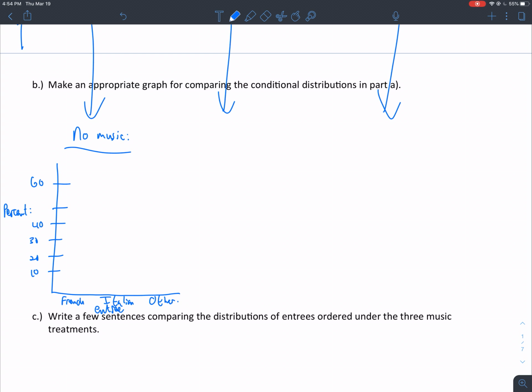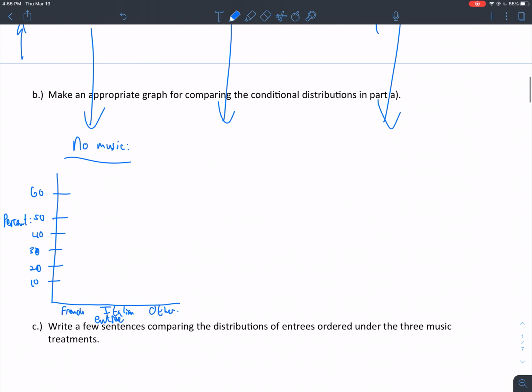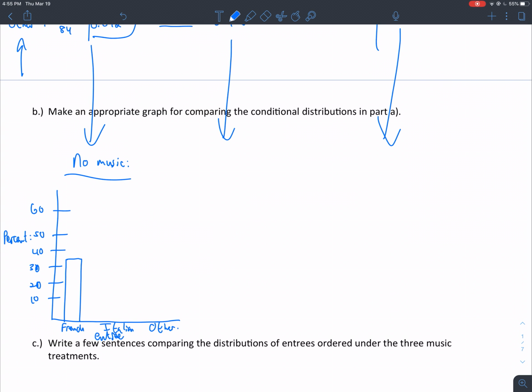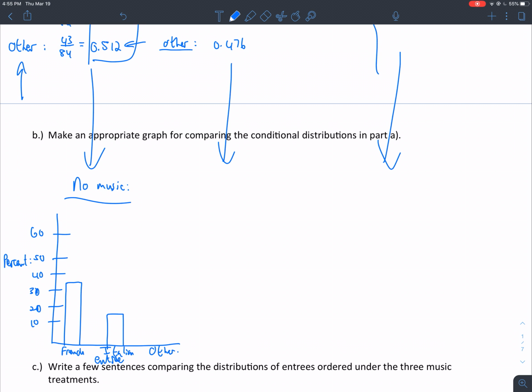Okay. And then just make your bars for your bar graph. And so for French, I have 36%, about just over halfway here. And then for Italian, I have about 13%, so just over 10, something like this. And for other, I have 51.2%, so just above 50, something like this. Okay, and then you do the same for French and Italian. I don't want to go do all that. I think making a bar graph is something that you're better at than I am, so I don't really need to show you all that.